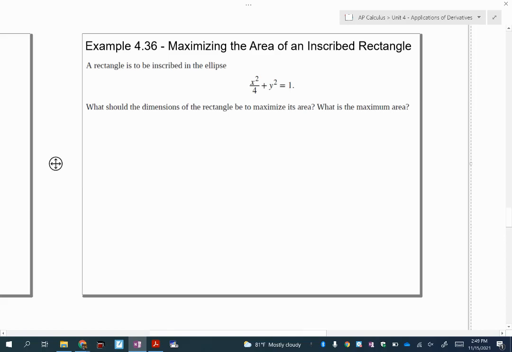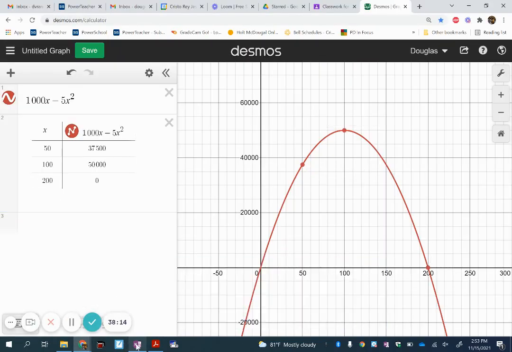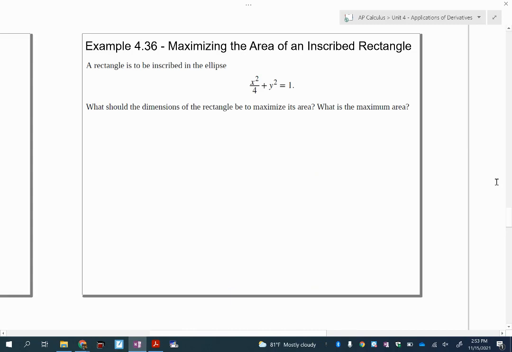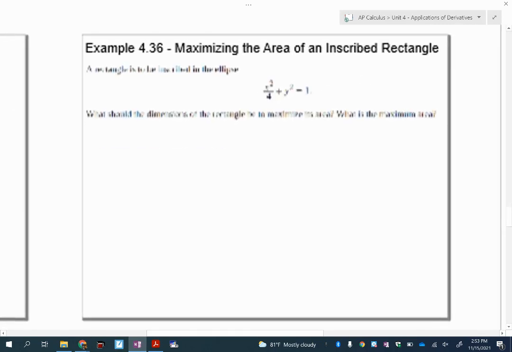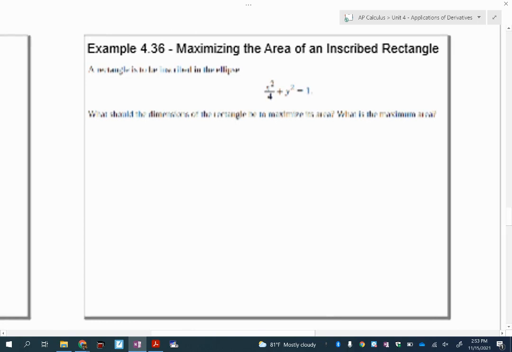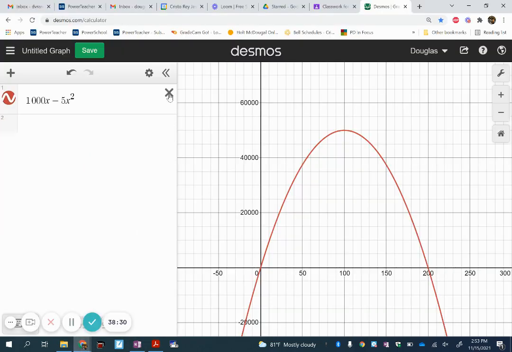Maximizing the area of an inscribed rectangle. Okay, so we are going to work on this problem of maximizing the area of an inscribed rectangle. Now, this does require a little bit of an understanding of what an ellipse is, and I'm going to go ahead and graph that for you in Desmos to show you just what this ellipse looks like.